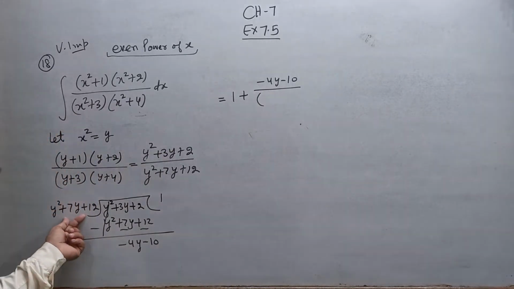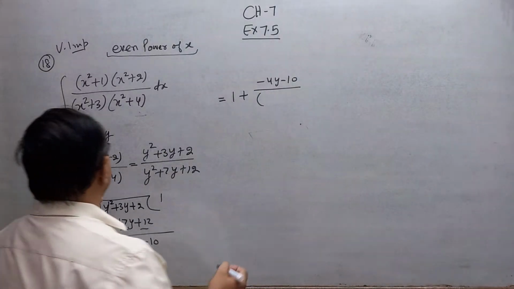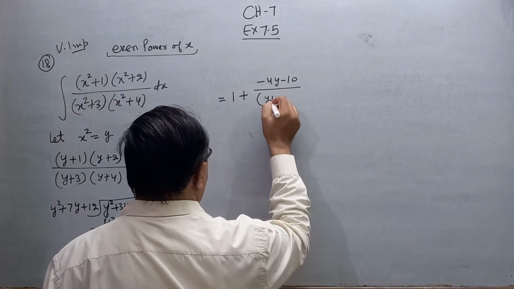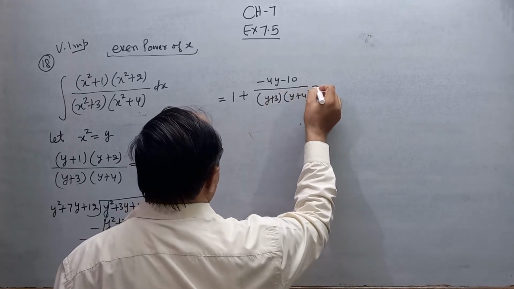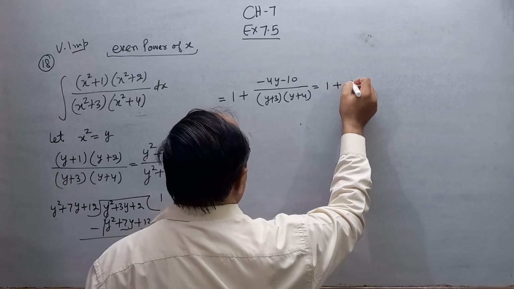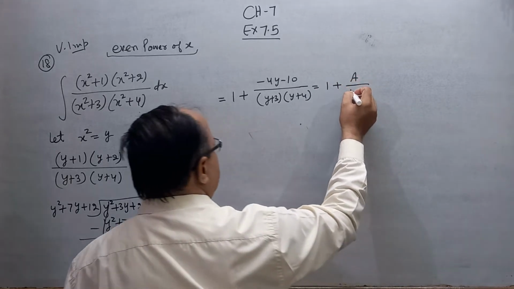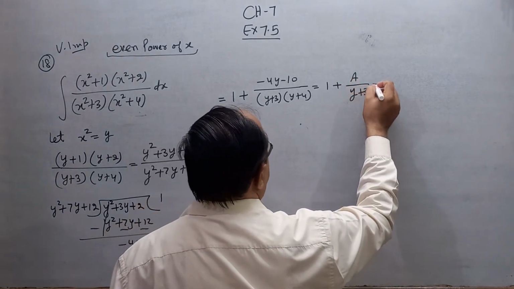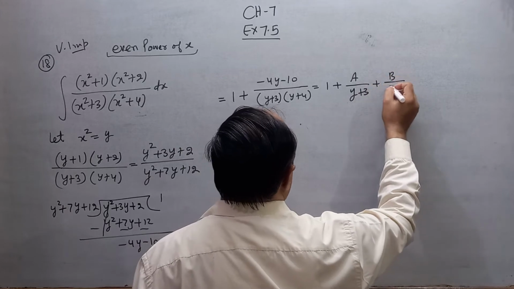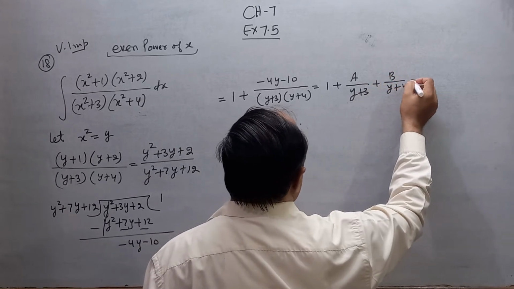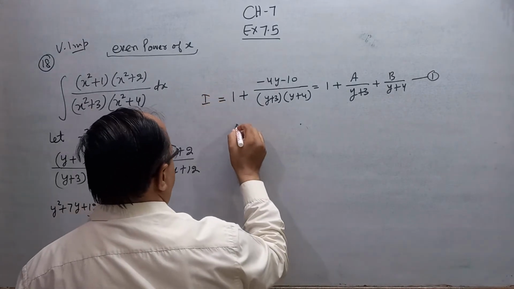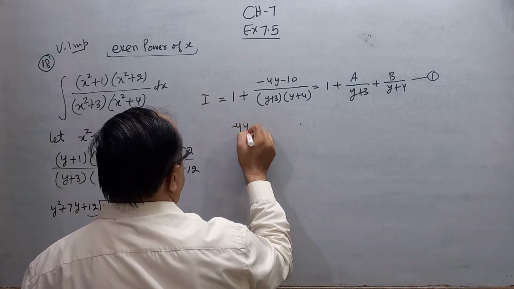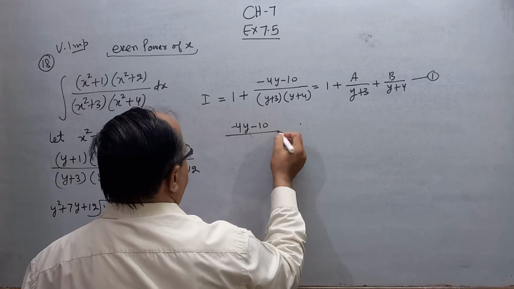The divisor you can write in factor form: y plus 3 and y plus 4. Further, you can break it into partial fractions: A upon y plus 3 plus B upon y plus 4. Clear? Now, using partial fractions, find the values of A and B.